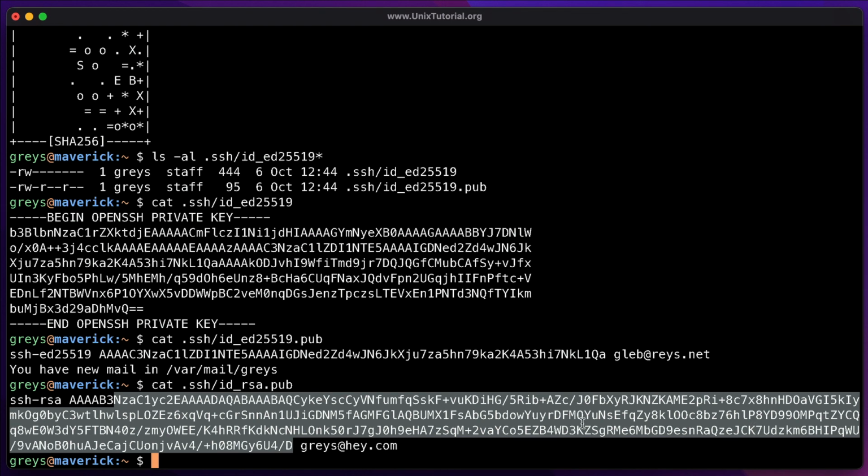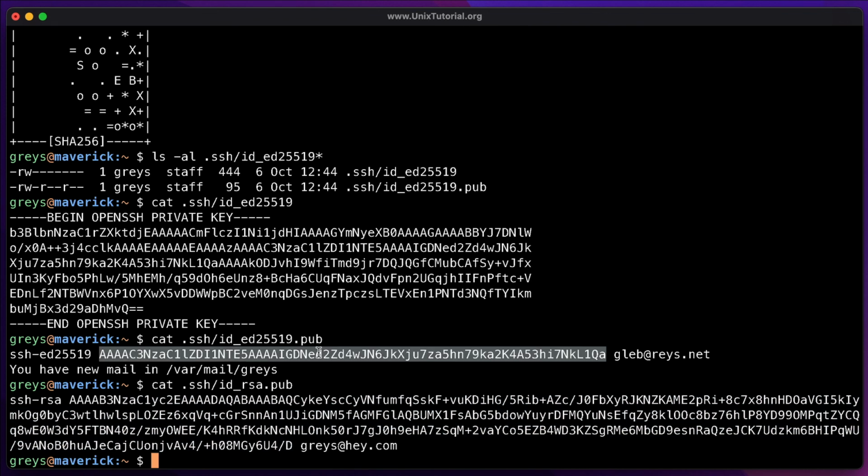So compared to this, the ED25519 is a lot more straightforward. It's a much shorter key, it fits a single line, and is generally much easier to look for, even if you had to grep for it or something. So yeah, I like it. I like it a lot.